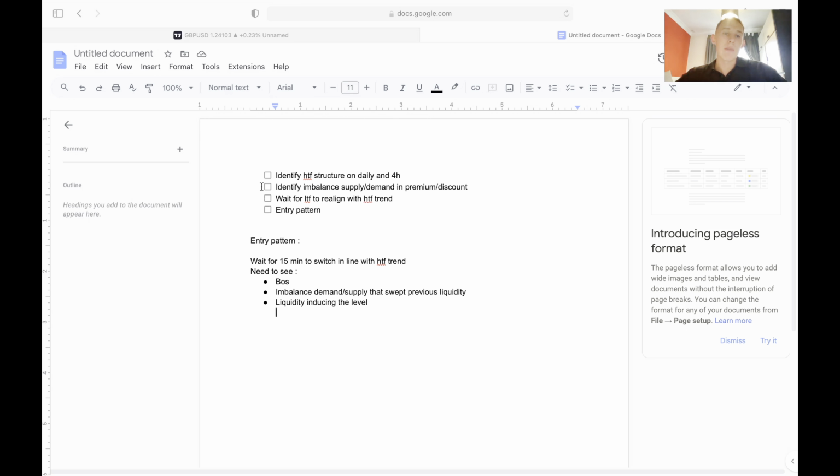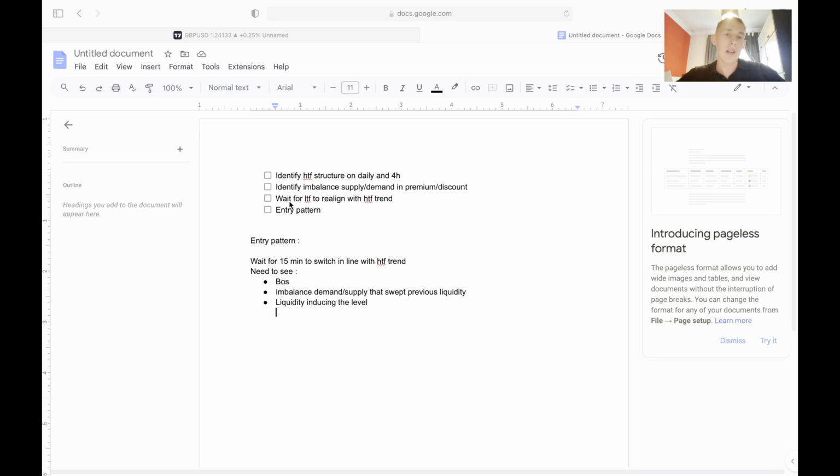And then we're simply going to be following the trend. So we're going to be trying to get in on a pullback by identifying areas of imbalanced supply or demand in a premium or a discount of the current trend leg. And I'll show you exactly what that means in a moment.